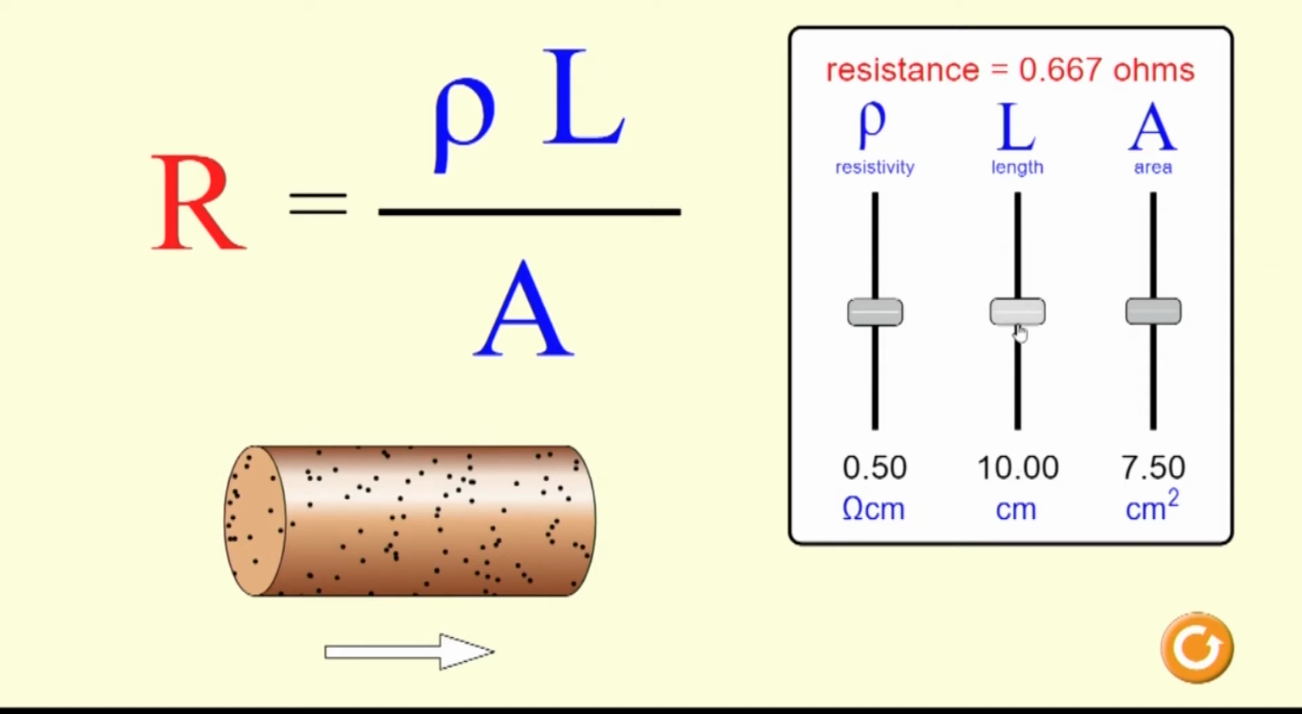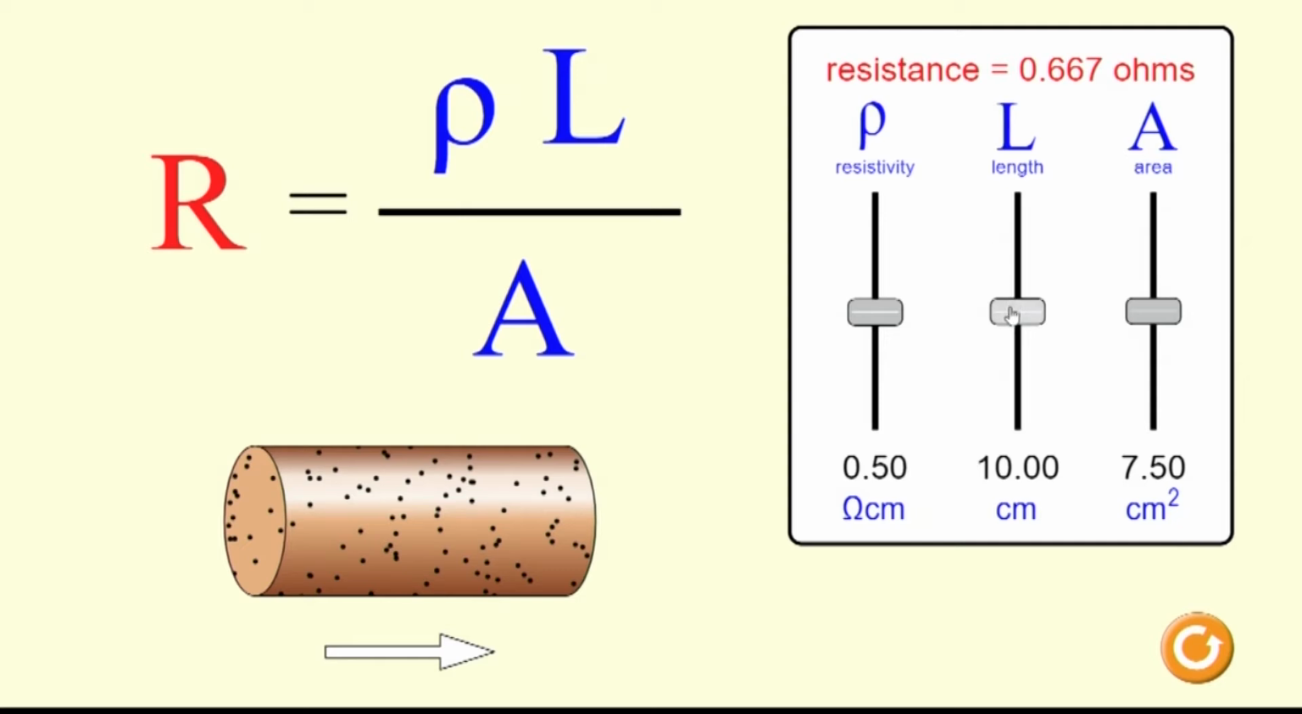0.667 ohms. So now when we vary the length, my question is, what will happen to the resistance of the conducting wire, whether it will increase or decrease? What do you think, children? Yes, I think you have thought it correctly. Now we need to verify it by varying the length of the conductor.